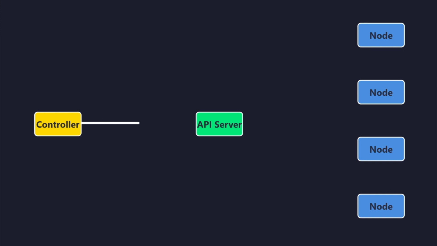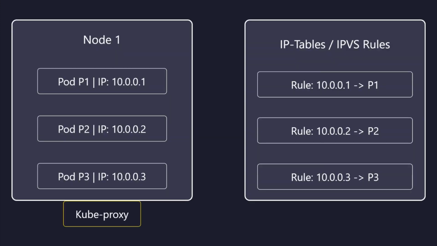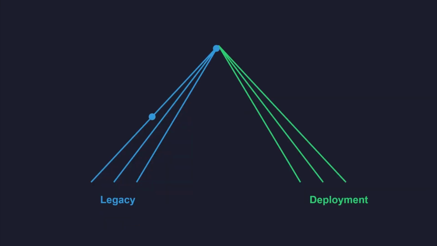The endpoint controller detects the selector change and updates the API server, which then propagates changes to every node. Kube-proxy on each node updates the local IP tables or IPVS rules to reflect the new pod IP addresses within milliseconds. Existing connections to blue pods persist until closed, while all new connections are immediately routed to the green deployment pods.